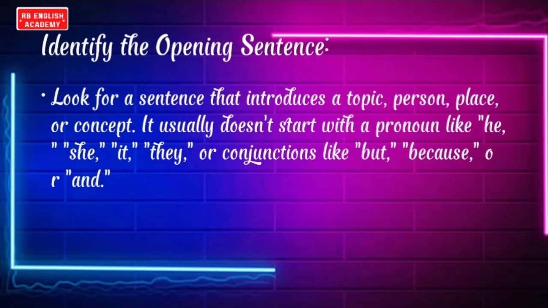The first tip is identify the opening sentence. Look for a sentence that introduces a topic, person, place or concept. We all know in every paragraph the opening sentence will start with the particular topic or person or place or concept. It usually doesn't start with a pronoun like he, she, it, they or conjunctions like but, because or and. So every paragraph usually begins with the name of the person or place or thing or particular idea.